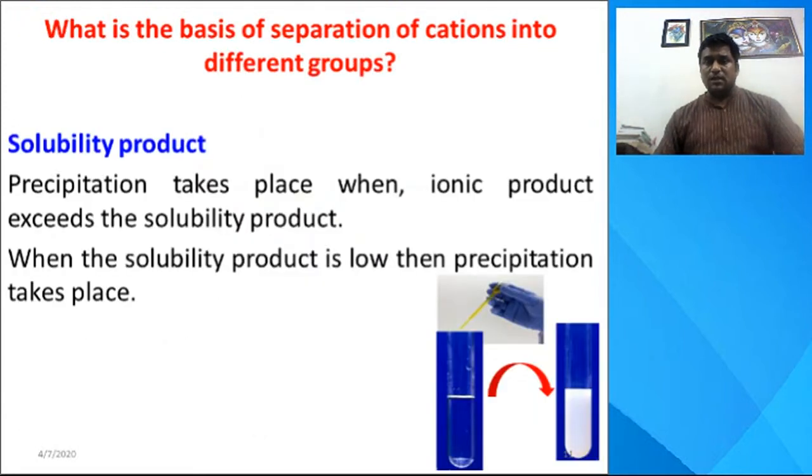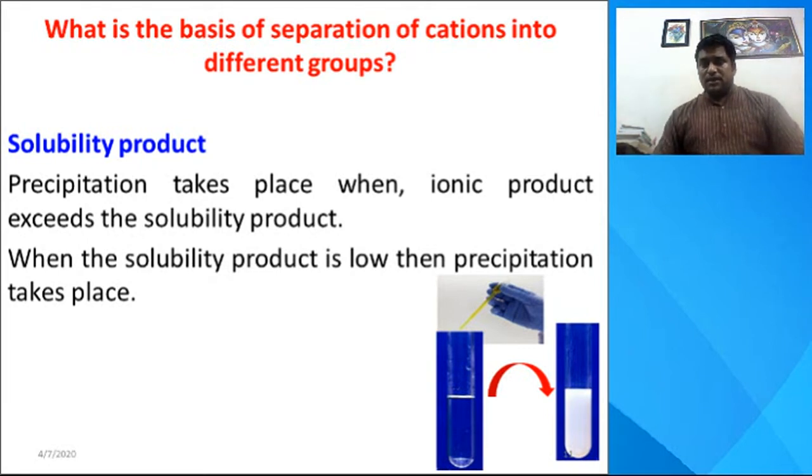Now the question is, how are you going to classify those cations into different groups? What is the basis? The basis is solubility product. As I have said, it is not possible to use specific tests to identify individual cations. So what is important is to classify cations into different groups.